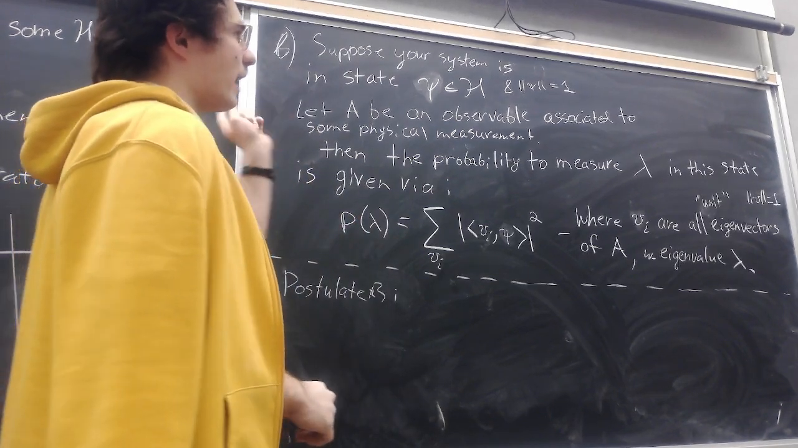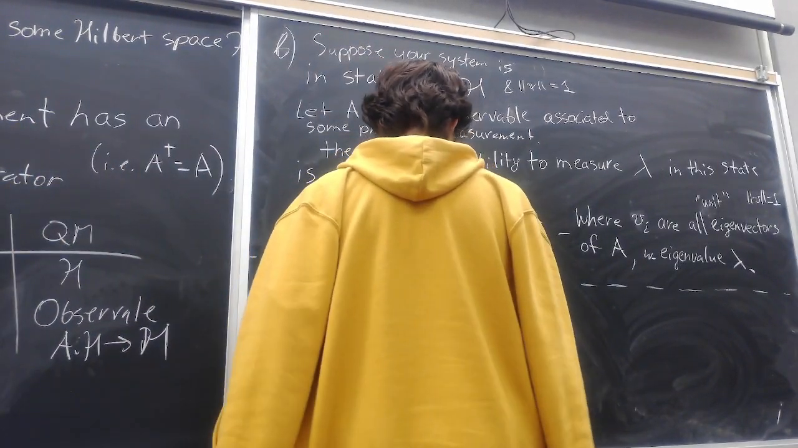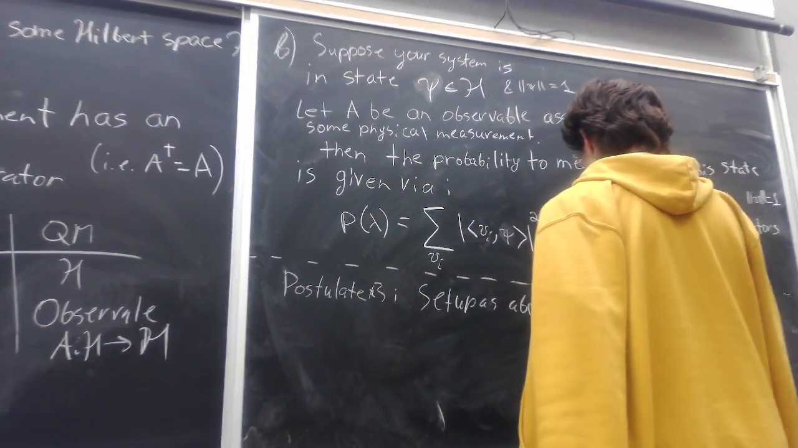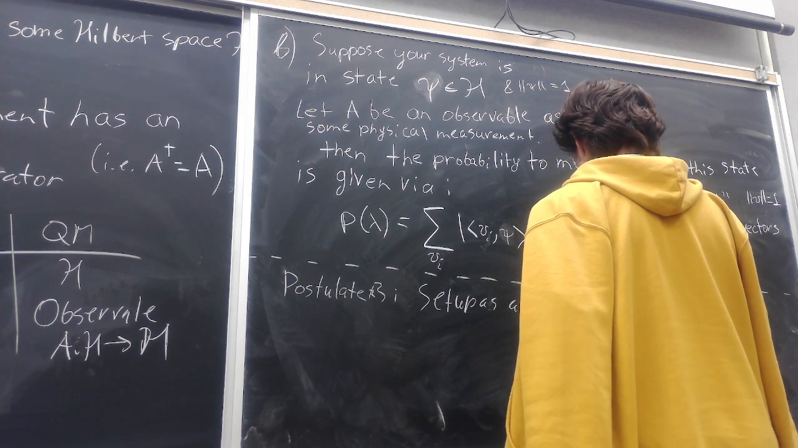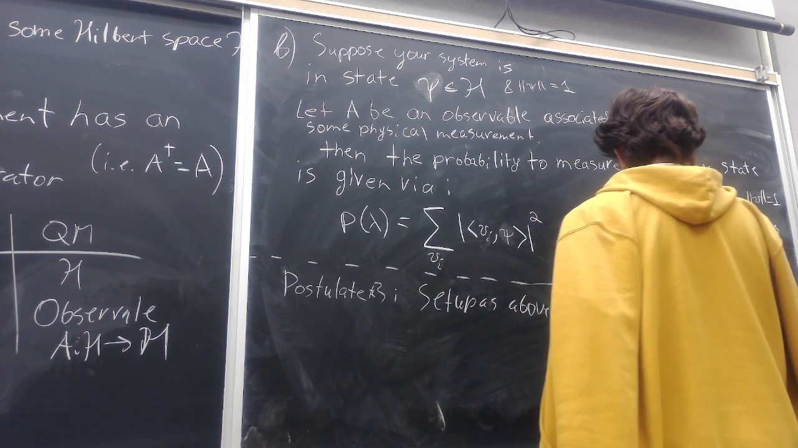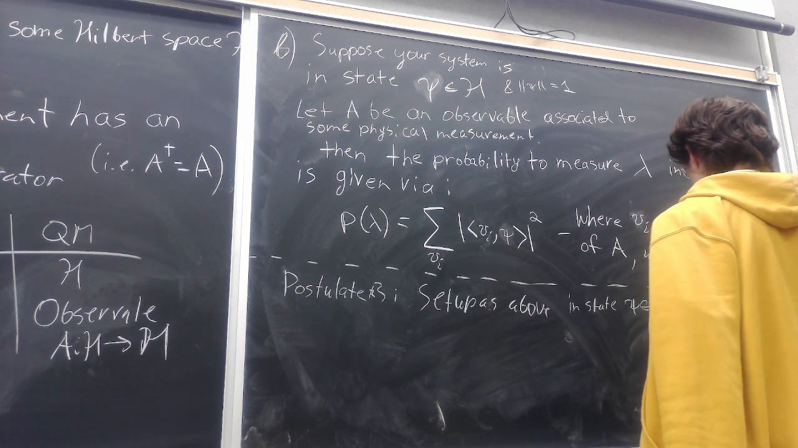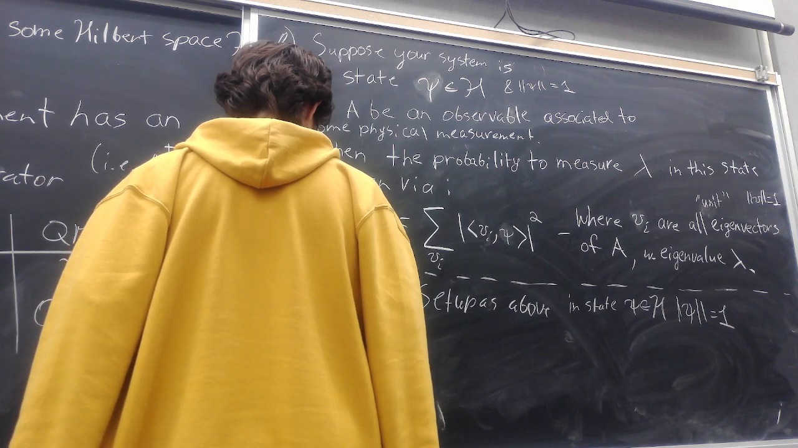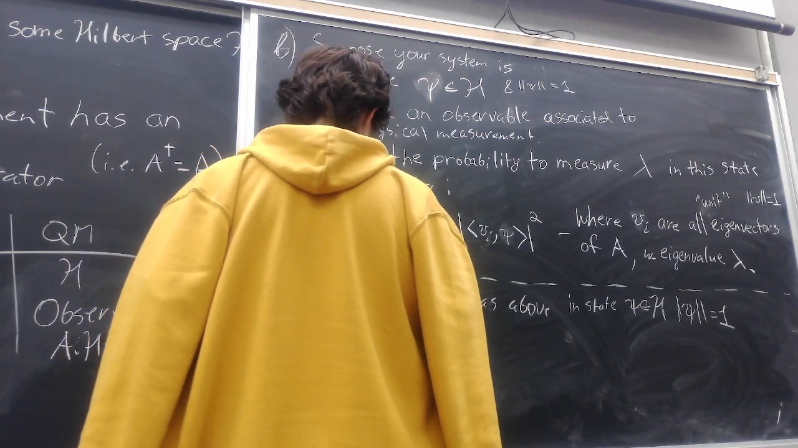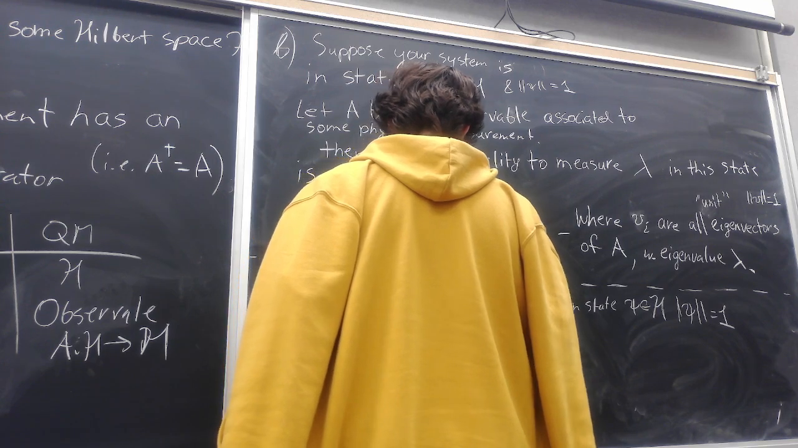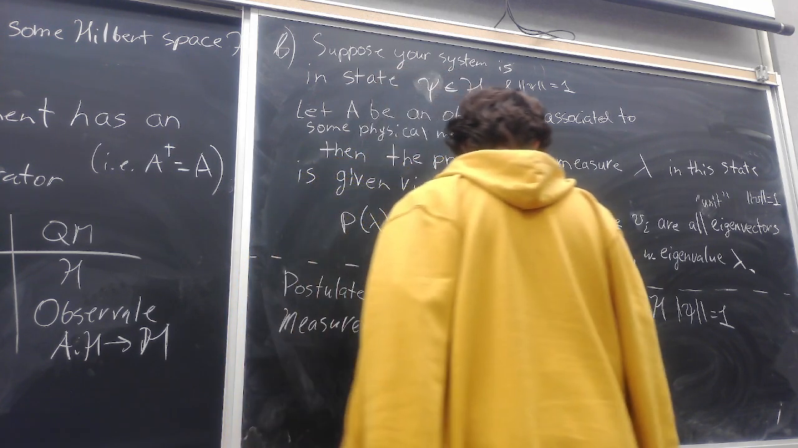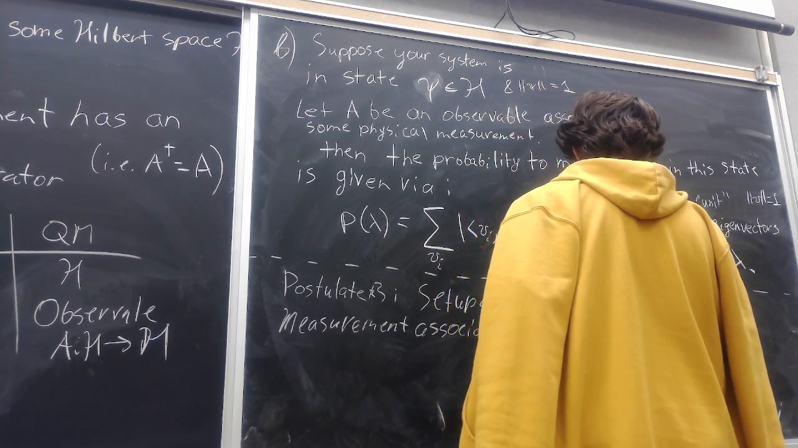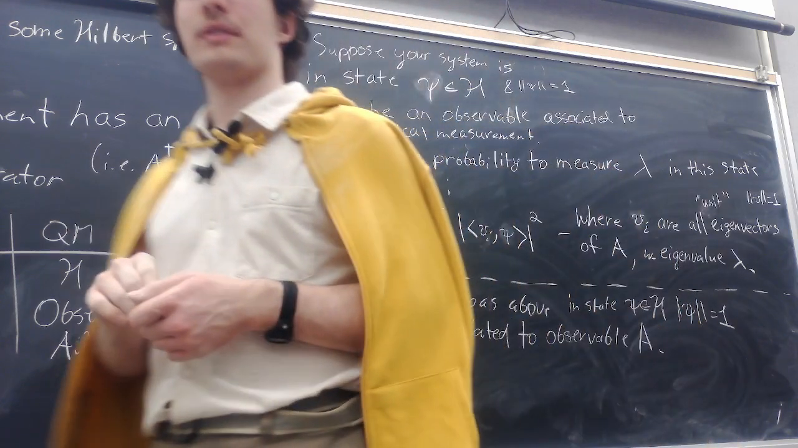Okay. Suppose I have a setup as above. So my state, I'm in state psi in the Hilbert space, with the norm of psi being equal to 1, right? So a measurement associated to observable A, right? Okay, we have some eigenvalues, whatever.